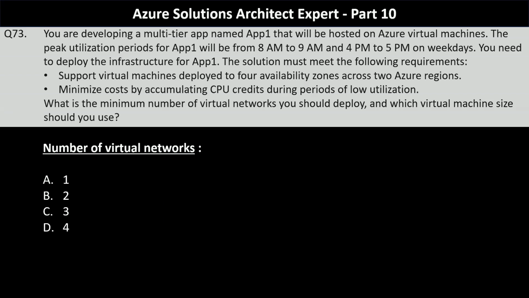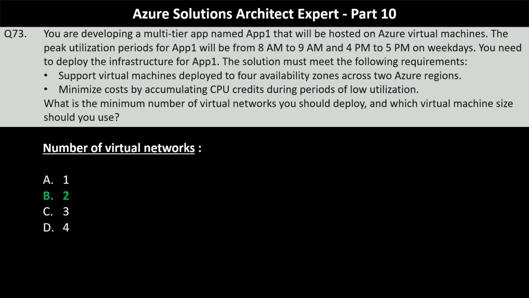Support virtual machines deployed to 4 availability zones across 2 Azure regions. Minimize cost by accumulating CPU credits during periods of low utilization. What is the minimum number of virtual networks you should deploy and which virtual machine size should you use? The first part of the question is talking about the number of virtual networks, and your options are 1, 2, 3, and 4. Folks, you need at least 1 virtual network per Azure region for the resources. Since you have 2 Azure regions in the question, you will need at least 2 virtual networks.